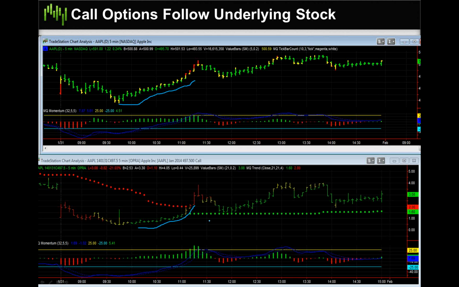So if I have a delta of 0.5, then my call option is going to move half as much in the direction of the underlying. If the underlying moves up 10 points, I'm expected to move up 5 points. Now the reality is that delta is always changing. As it moves into the money or out of the money, my delta is either increasing or decreasing. But in general, we can expect the call option to move in the same direction as the underlying. Why is this important to understand? Because we can use the underlying for technical analysis.